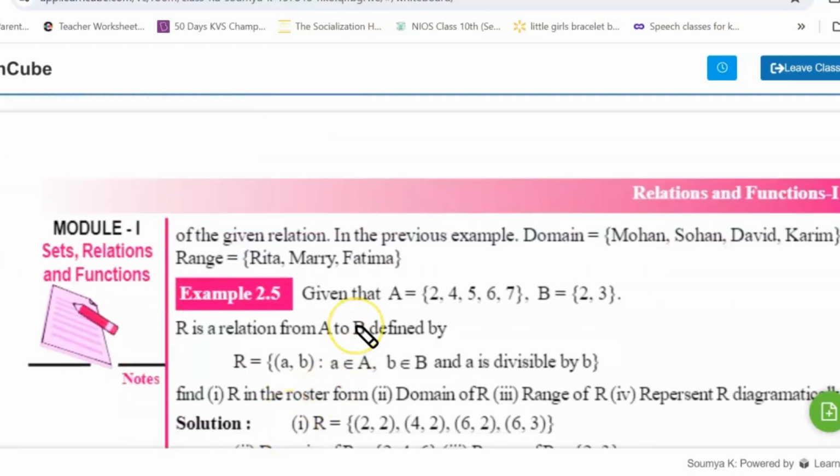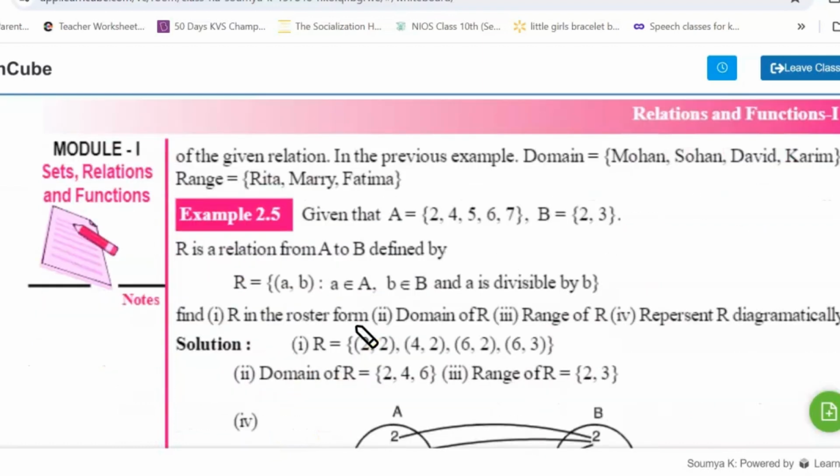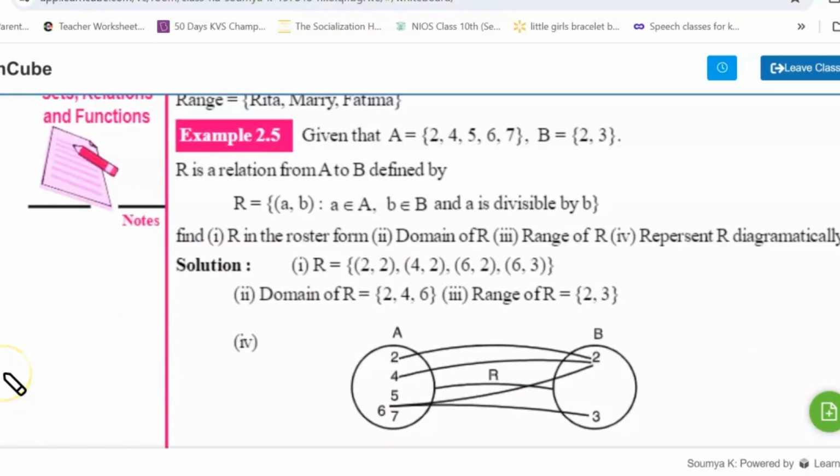Okay, let's see some examples. The elements in set A are 2, 4, 5, 6, 7. In set B they are 2 and 3. So R is a relation from A to B defined by this: a is divisible by b, where a belongs to set A and b belongs to set B. So a should be divisible by b.